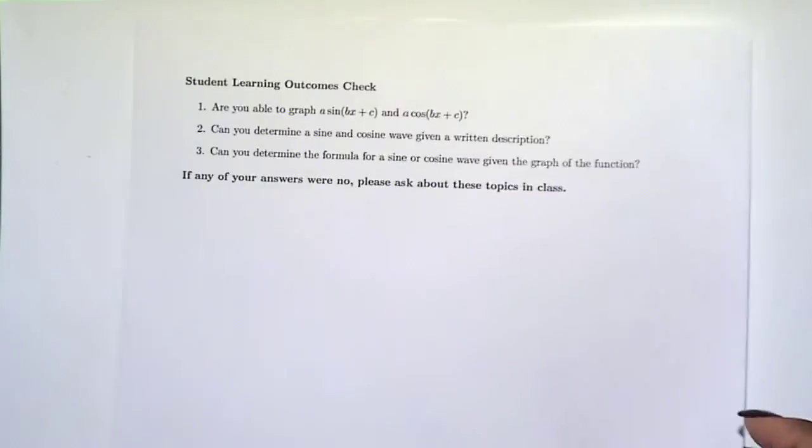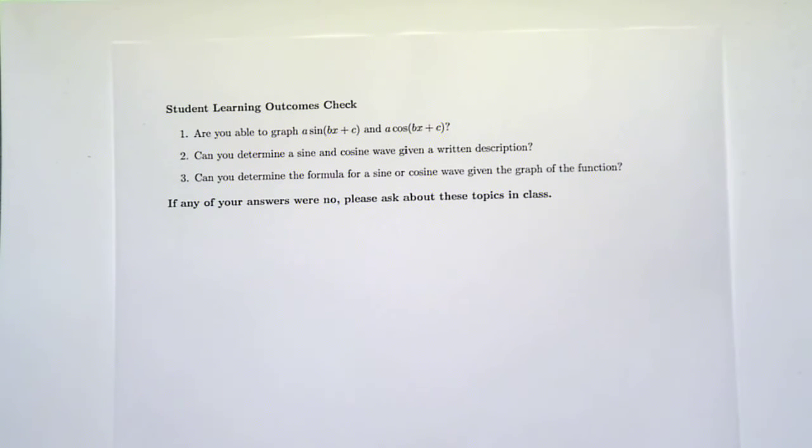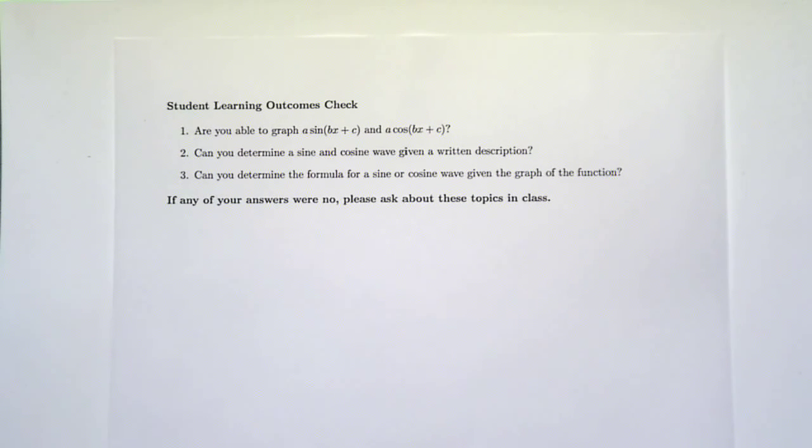All right, so make sure that you are able to graph sine and cosine. And then can you determine a sine and cosine wave graph given a written description? So we're going to talk about more of that in class. And then can you determine the formula for sine and cosine given the graph of the function like we just did? So make sure you ask me questions if you have them. All right, and that is the end of this lesson.